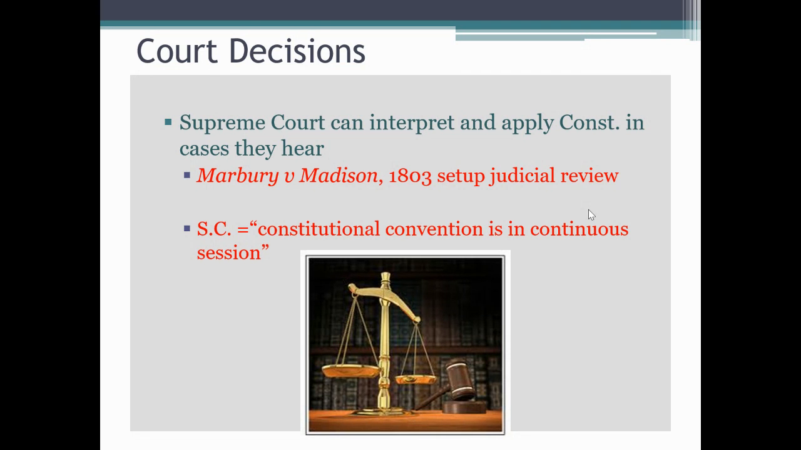And that third bullet point there, it says SC, that means Supreme Court. Really, that's all they are, is a constitutional convention that's in continuous session, because they are consistently doing that, okay? And their cases definitely impact society, okay? So we have quite a few what they call landmark Supreme Court cases.